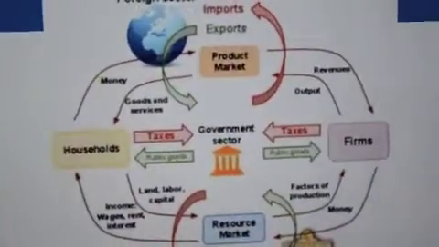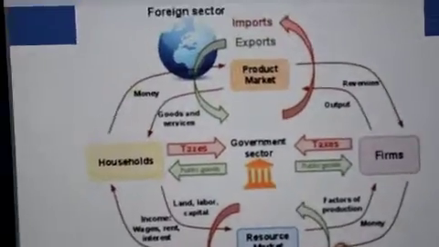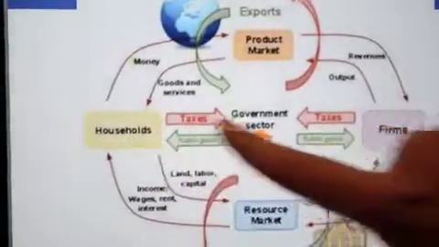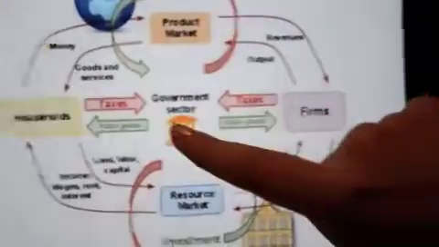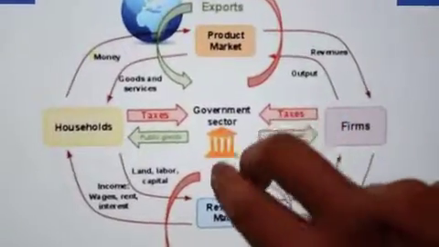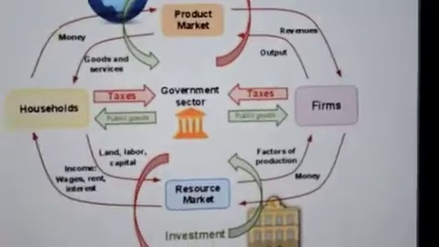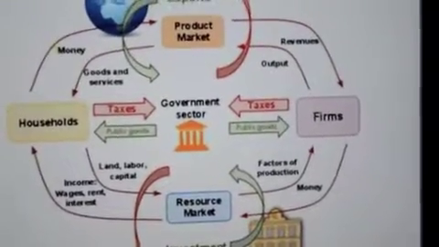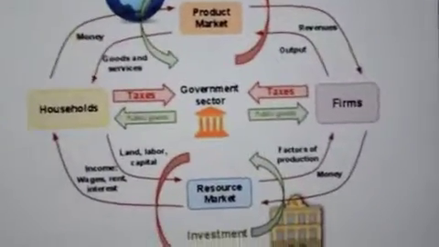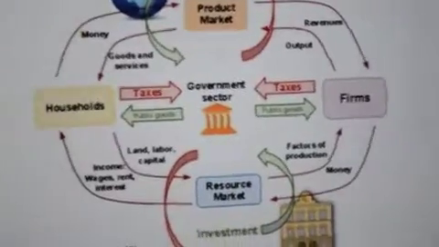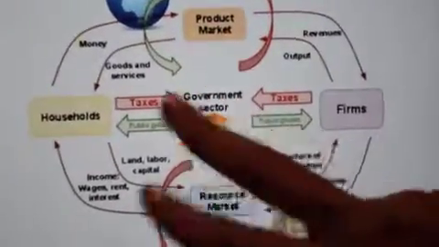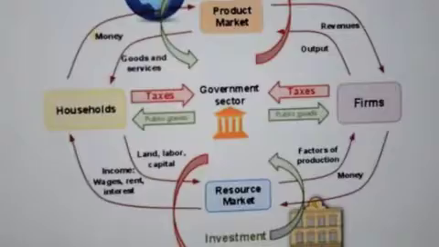Alright, so let's explain this graph here a little bit, because it's confusing. The households pay taxes to the governments, and the firms pay taxes to the government. But the government uses these taxes to give back to the public by building things like highways or buildings that can be used by everyone. So overall, those go back to the households and the firms.